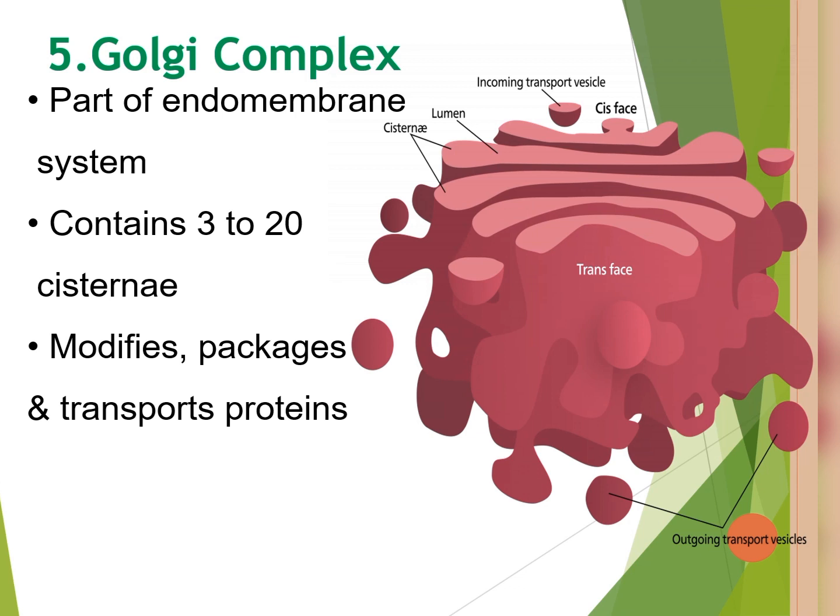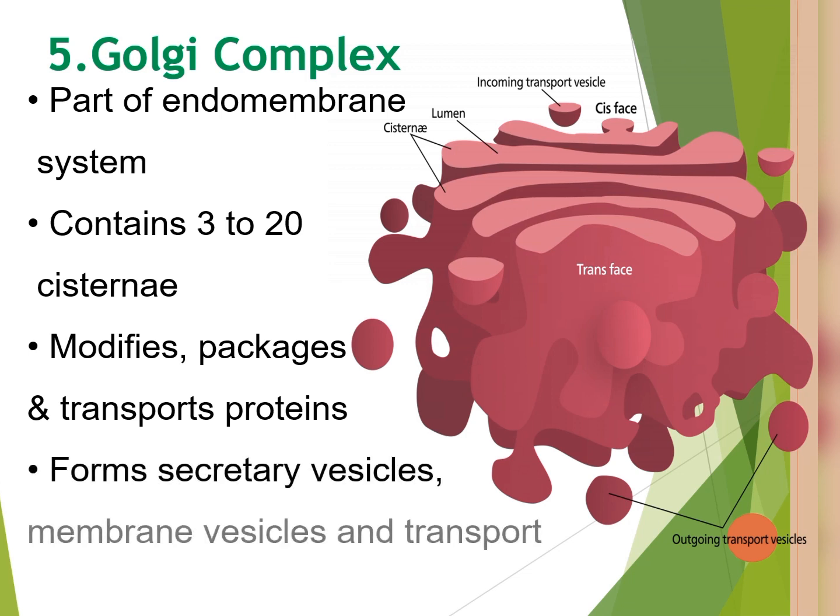The Golgi complex also forms secretory vesicles, membrane vesicles, and transport vesicles. Secretory vesicles discharge processed proteins via exocytosis into extracellular fluid. Membrane vesicles ferry new molecules to the plasma membrane, and transport vesicles carry molecules to other organelles such as lysosomes.